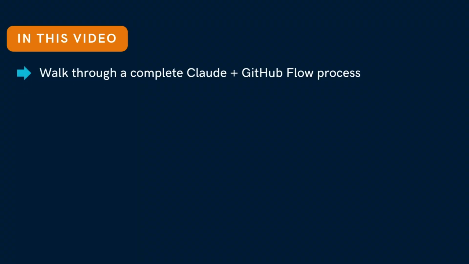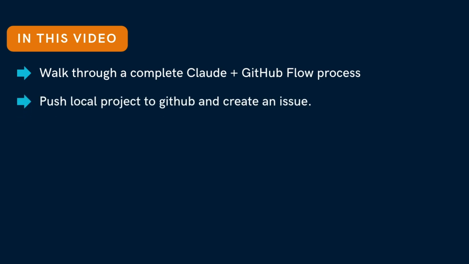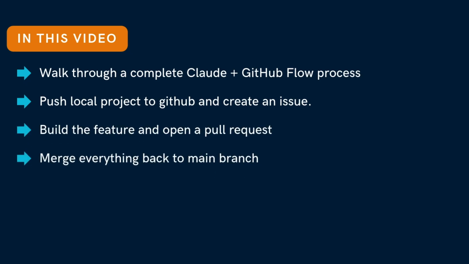In this video, we are going to walk through a complete Claude plus GitHub Flow process while adding a new feature to our React Todo app. We will start with the project on our local system, push it to GitHub, set up the Claude GitHub app, create an issue, branch from it, build the feature, open a pull request and merge everything back into main.